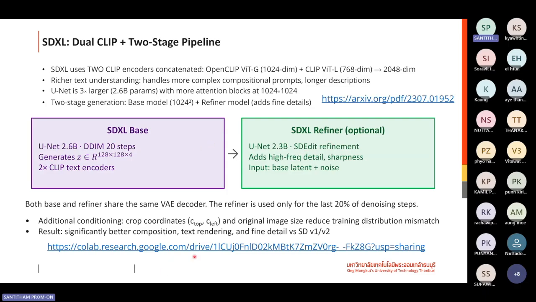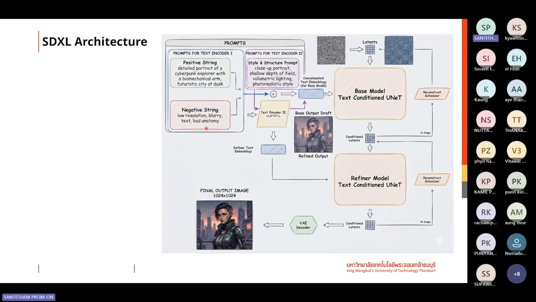This is the link. You can click and it will take you to the one that I put on the Colab. This is the link as well to the paper of the base model of the SDXL. Okay, this is the idea. Let's look at the idea and then we'll look at the implementation.